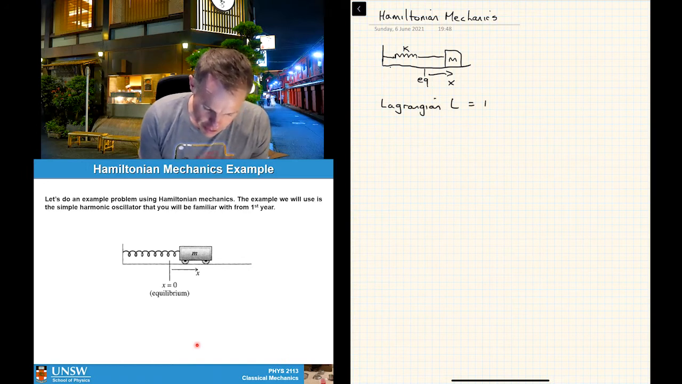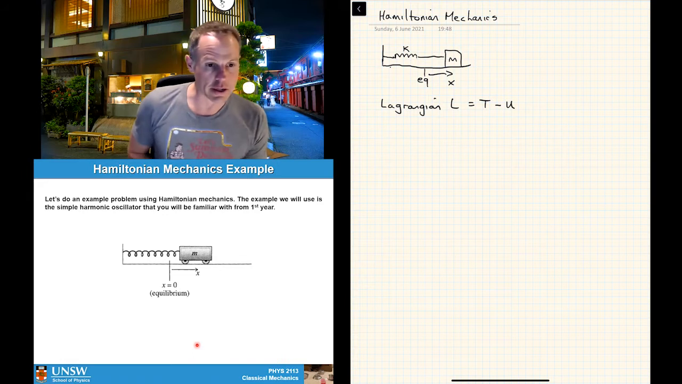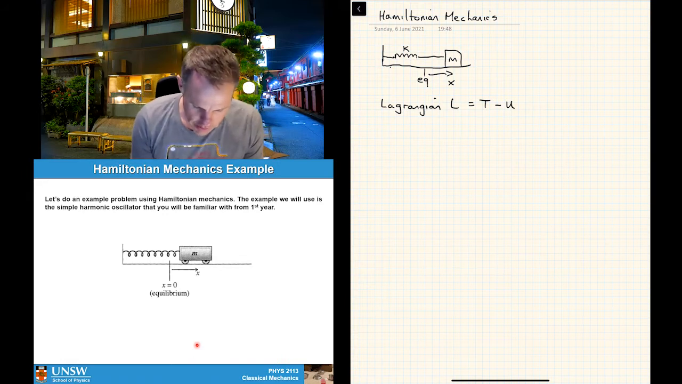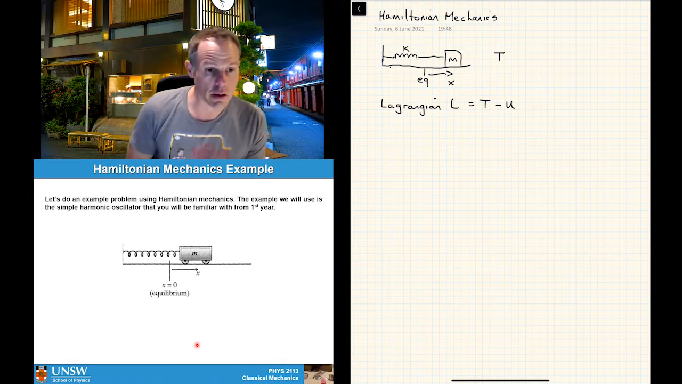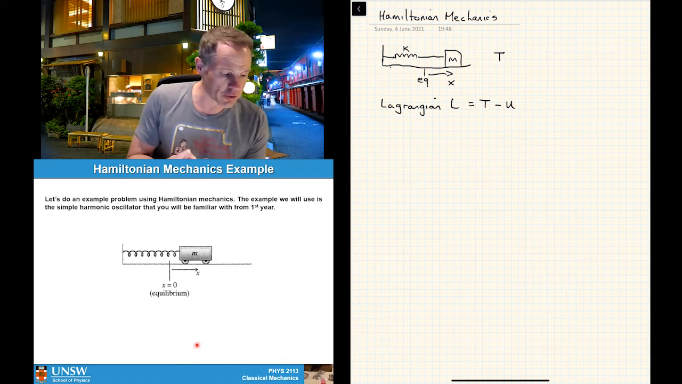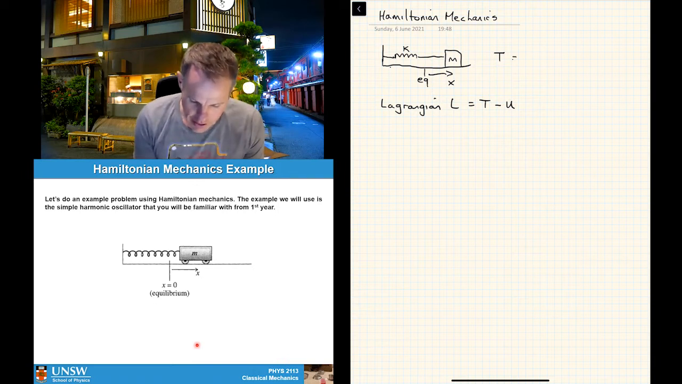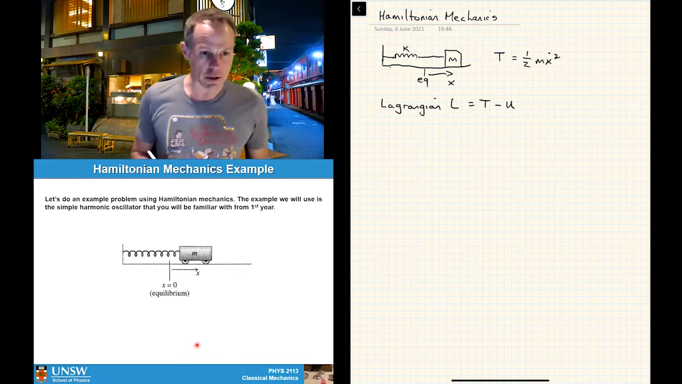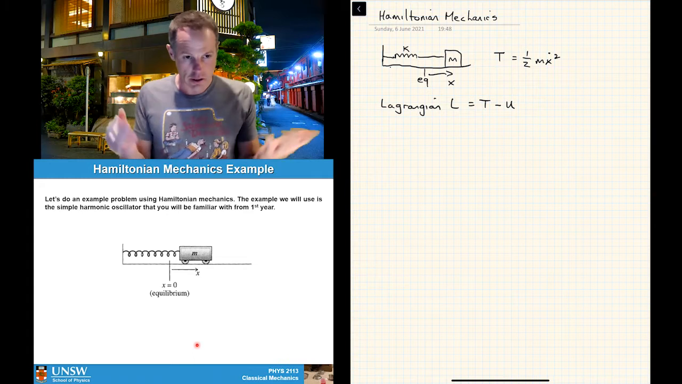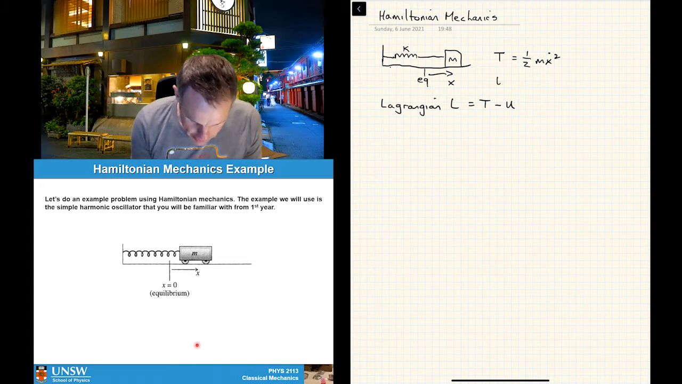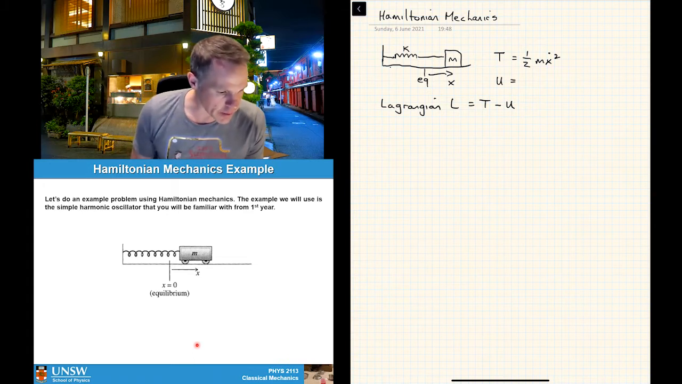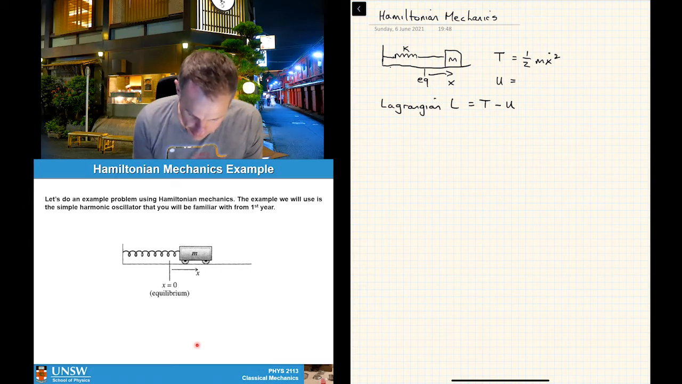Which is going to be the kinetic energy minus the potential energy. Okay, so we can write some expressions for these things up here. So the kinetic energy for this system T is going to be a half m x dot squared. As we know, x dot is the velocity. It's half m v squared, and the potential energy in here is going to be a half k x squared.